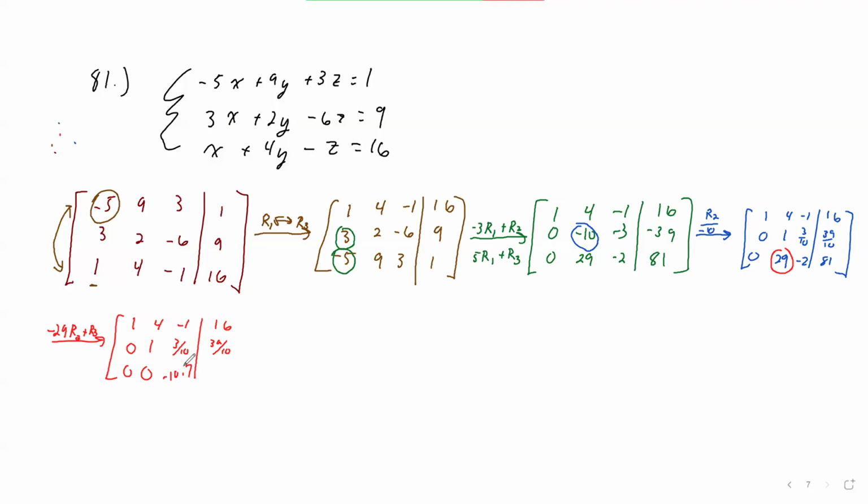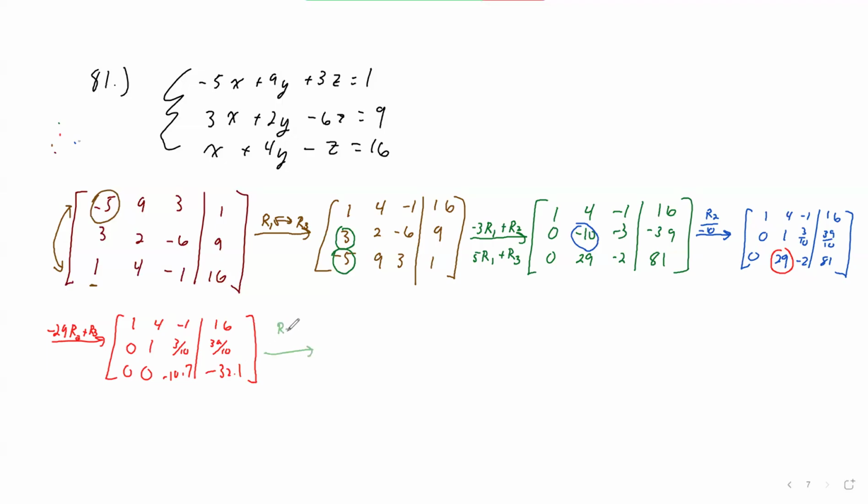So now I get -29 times 39 divided by 10, -113.1 plus 81 comes out to -32.1. All right. It's getting ugly, but it's going to get cleaned up here in a second.